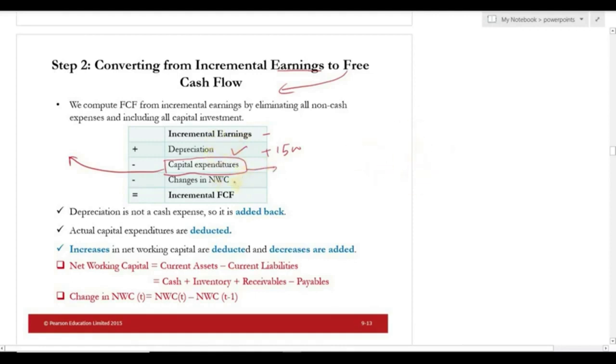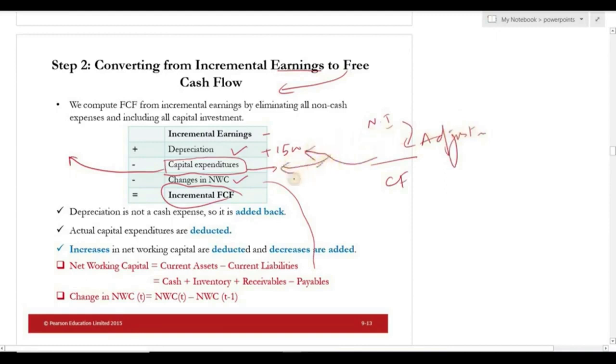After that, subtract changes in net working capital. I explained net working capital just now, and this will give our incremental free cash flow. Remember previously I told you net income plus depreciation, right? So that was cash flow, but now we have to adjust 3 more things if they are available. The adjustment will be in 3 parts. Number 1, depreciation. Number 2, capital expenditure. Number 3, changes in net working capital. Okay, we need to do that.